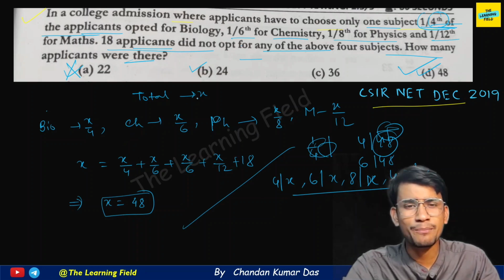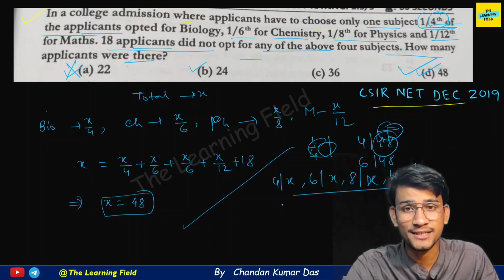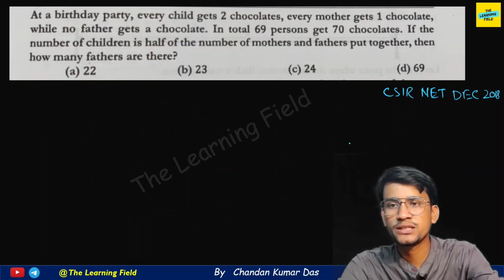Also, you can use this type of approach to discard the options. But in case two such options occur, then you can't say anything by this approach. Now we're going to the next question.